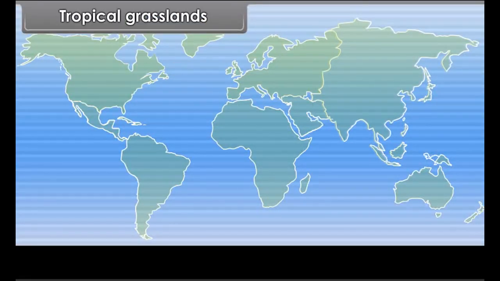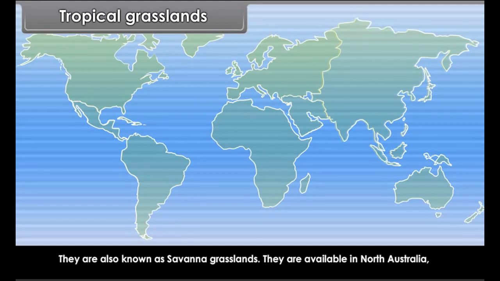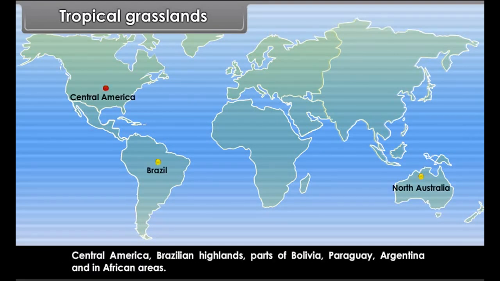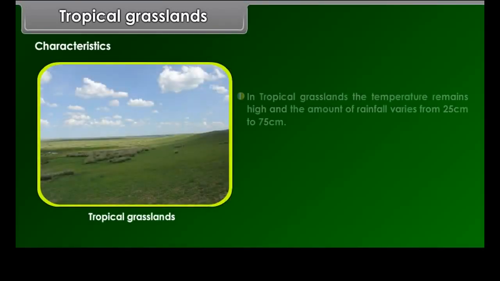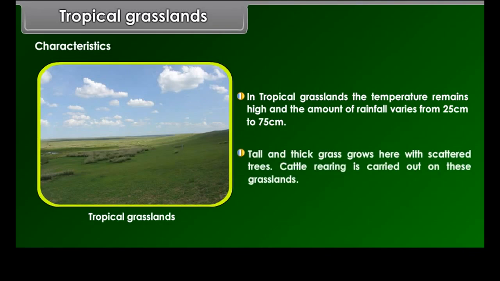Tropical grasslands. They are also known as savanna grasslands. They are available in North Australia, Central America, Brazilian highlands, parts of Bolivia, Paraguay, Argentina, and in African areas. Characteristics. In tropical grasslands, the temperature remains high and the amount of rainfall varies from 25 centimeters to 75 centimeters. Tall and thick grass grows here with scattered trees.